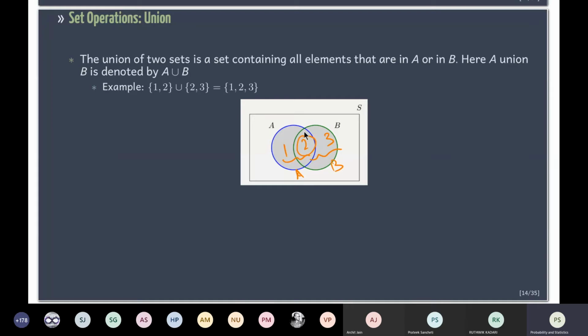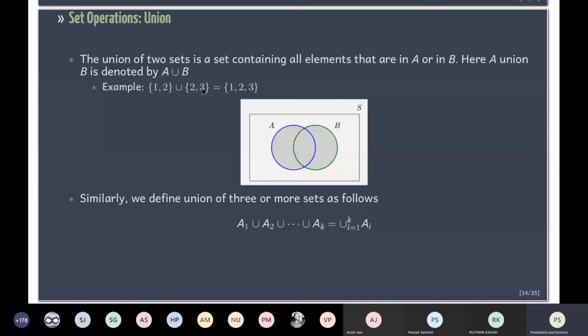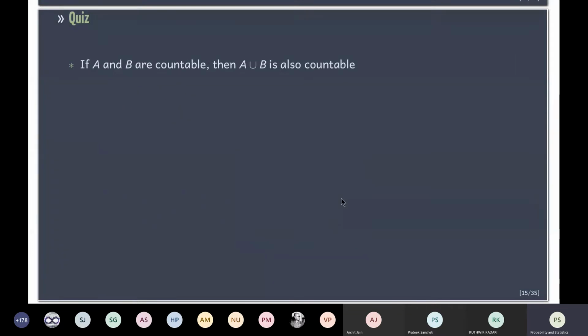But we don't put 2 two times here. As I said, a set is a unique collection, so we remove the duplicates. We could have three 2s, but we will take only one 2 if that is the case. Similarly, we can define the union of 3 or more sets. So here is the union of K sets, and these are the notations you should be familiar with: the union over i equal to 1 to K. In a compact form, we write the union of sets.